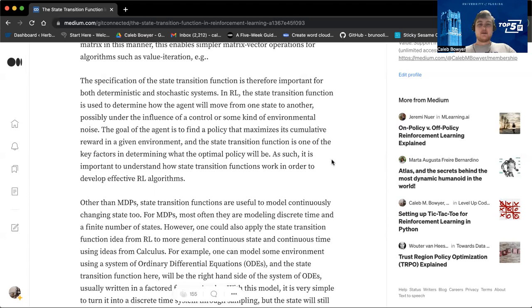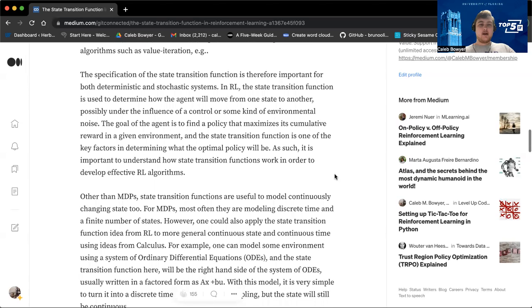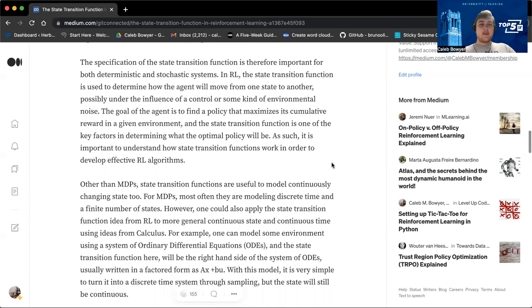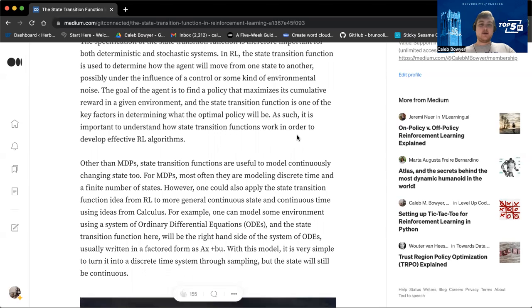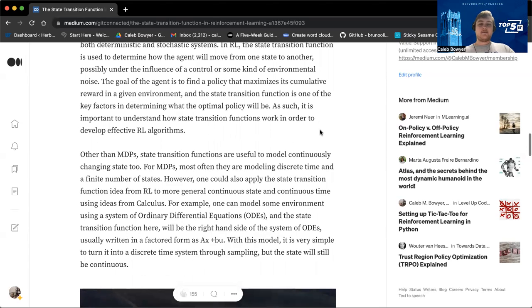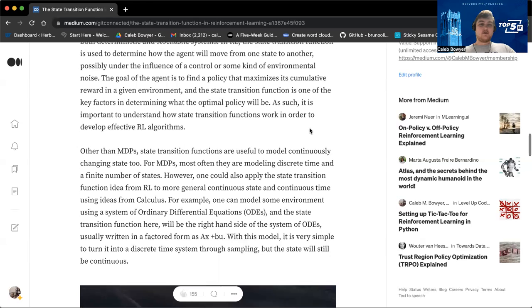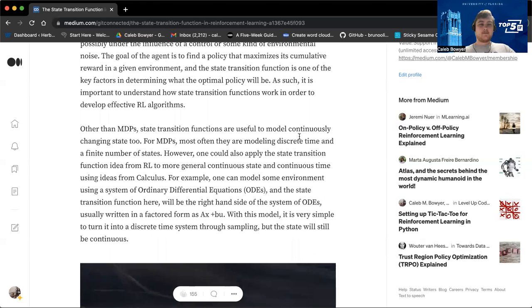In RL, the state transition function is used to determine how the agent will move from one state to another, possibly under the influence of a control or some kind of environmental noise. The goal of the agent is to find a policy that maximizes its cumulative reward in a given environment. And the state transition function is one of the key factors in determining what the optimal policy will be. As such, it is important to understand how state transition functions work in order to develop effective RL algorithms.